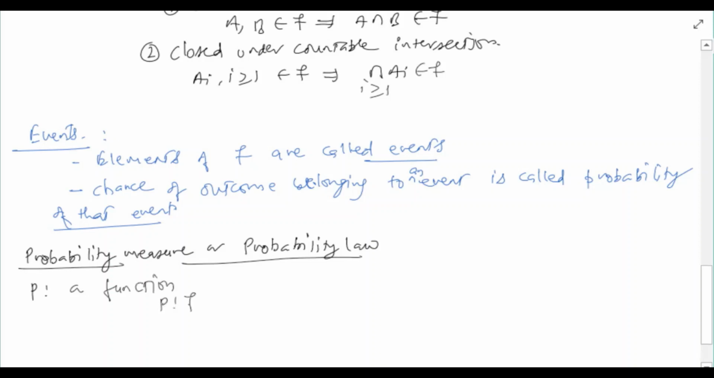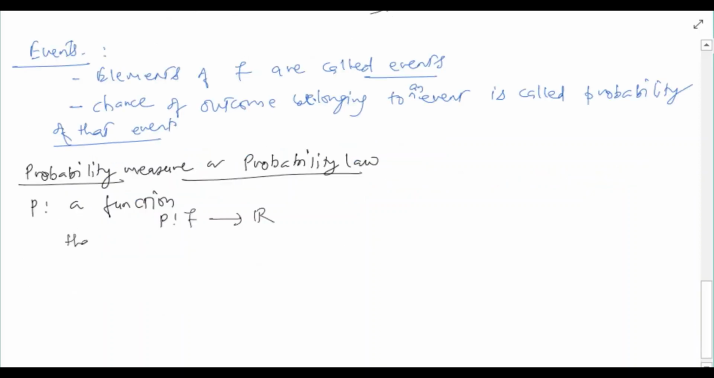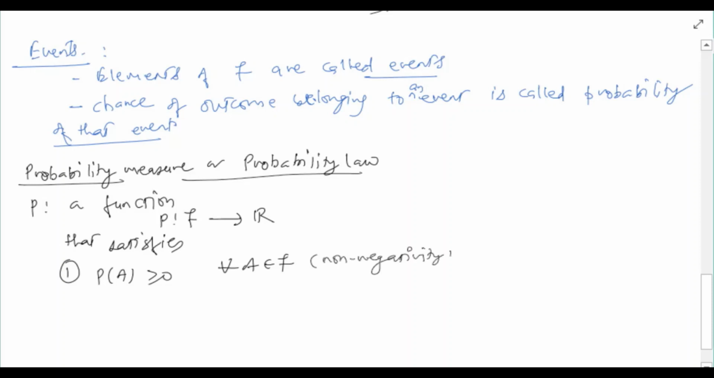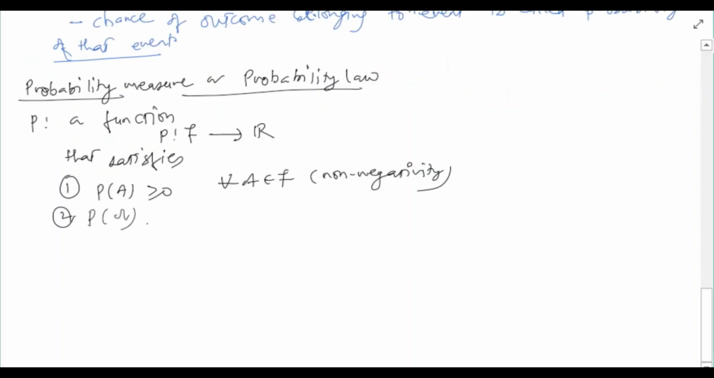It is denoted by a symbol P, which is nothing but a function. P is a function from F to R that satisfies the following properties. The first one is P of A is non-negative for all A in F. This property is called non-negativity. The second property says P of the whole sample space, P of omega, is 1. This is normalization.